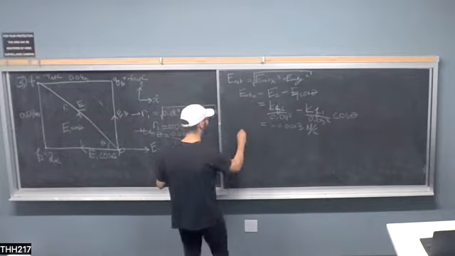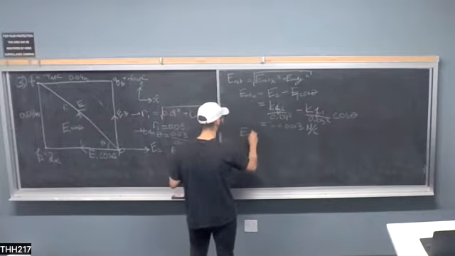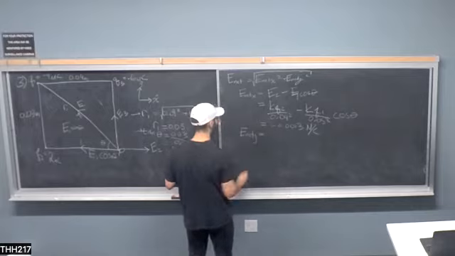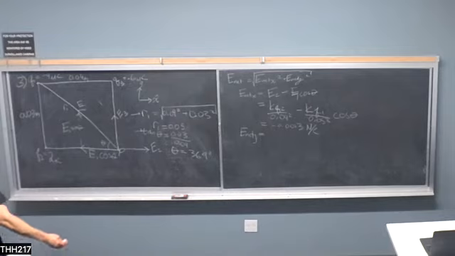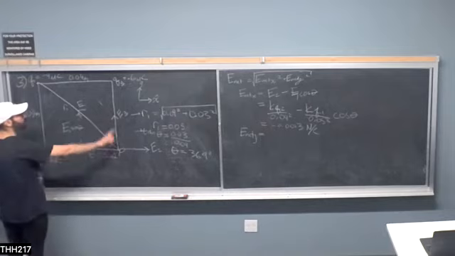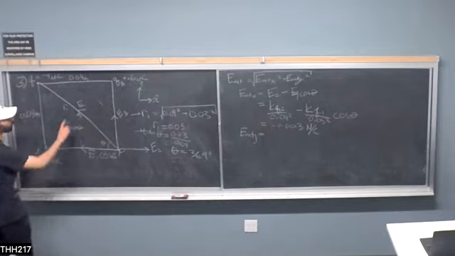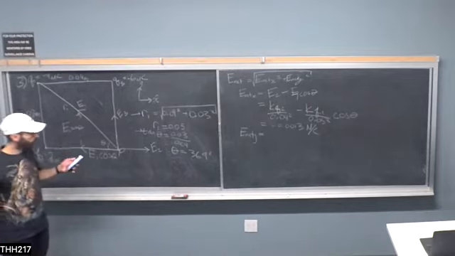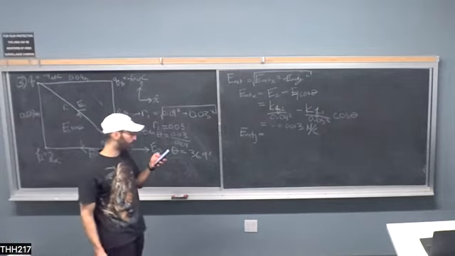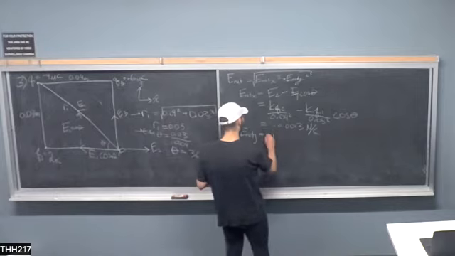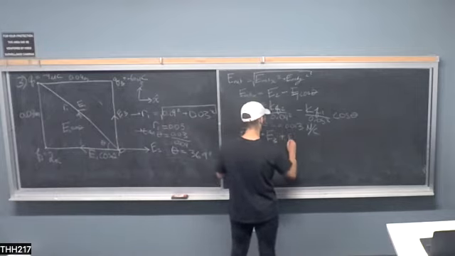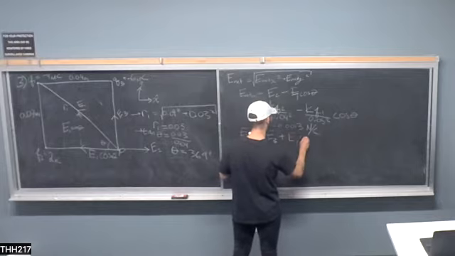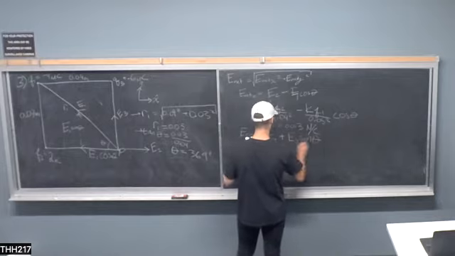Next, we move to E net Y. So let's look at what's working in our Y direction here. Well, we only have one thing. Oh, no, sorry, two things. We have E3 pointing upwards. We have E1 sine theta pointing upwards. So they both agree with what we define as positive. So it's going to be an addition between them. So we'll say it's E3 plus E1 sine theta.